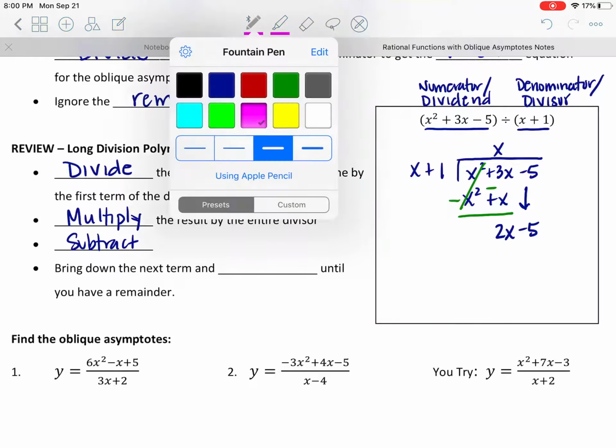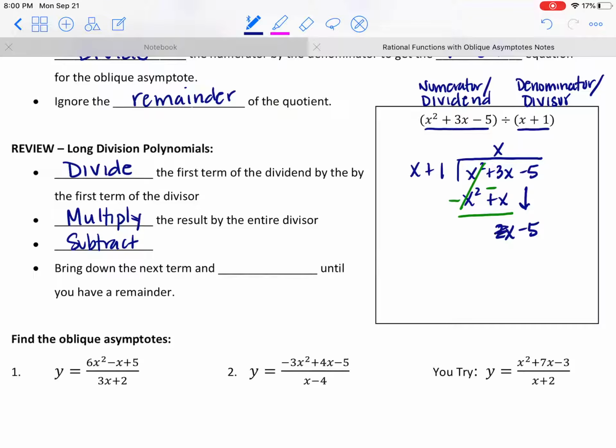So I'm going to divide, and when I divide, it's just the first term divided by the first term. So 2x divided by x. What is 2x divided by x? Well, that's just 2. So a plus 2 is going to go here. And then I'm going to multiply that. So 2 times x and 2 times 1. Okay, 2 times x is going to be 2x, and 2 times 1 is going to be positive 2.